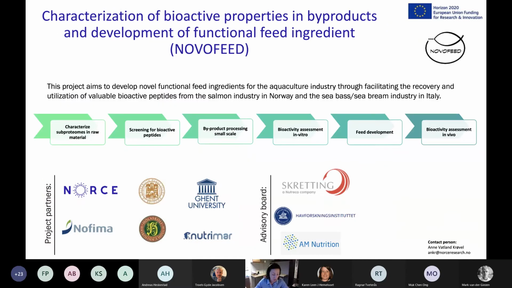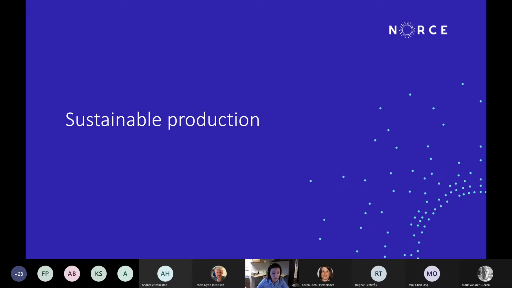Another example is the EU project NovoFeed, which stands for characterization of bee products and development of functional feed ingredients. Here again, novel feed is developed through bioactive peptides and gets tested. Here another, I will go then straight to the sustainable production. I'm not going into results or details, but I'm trying to give an overall picture of what can be done.